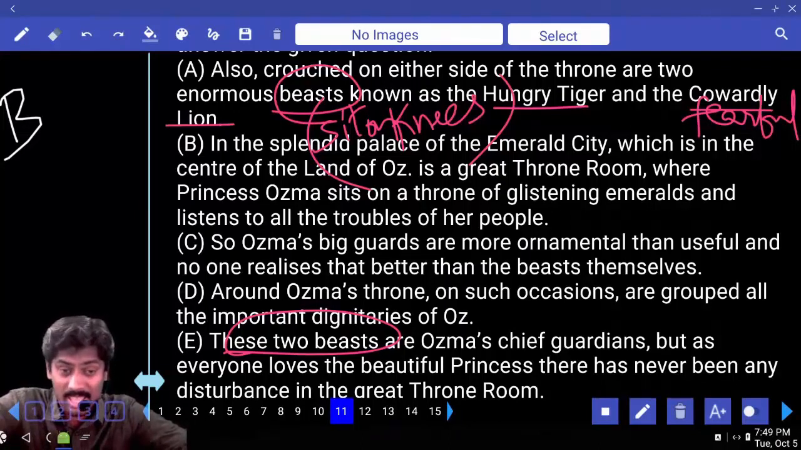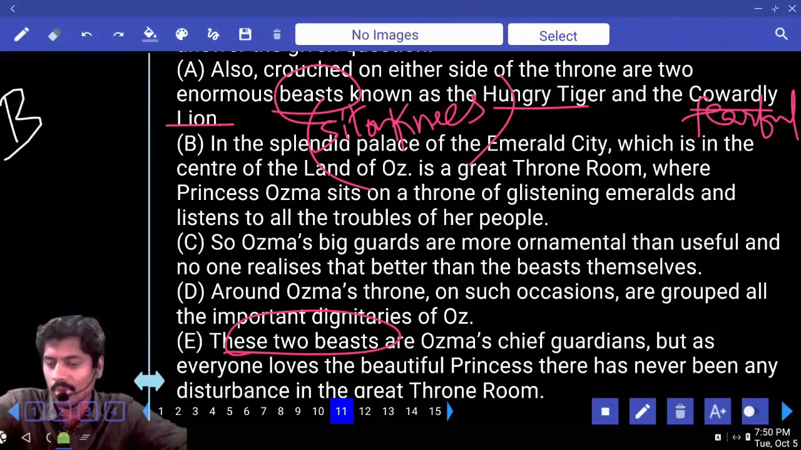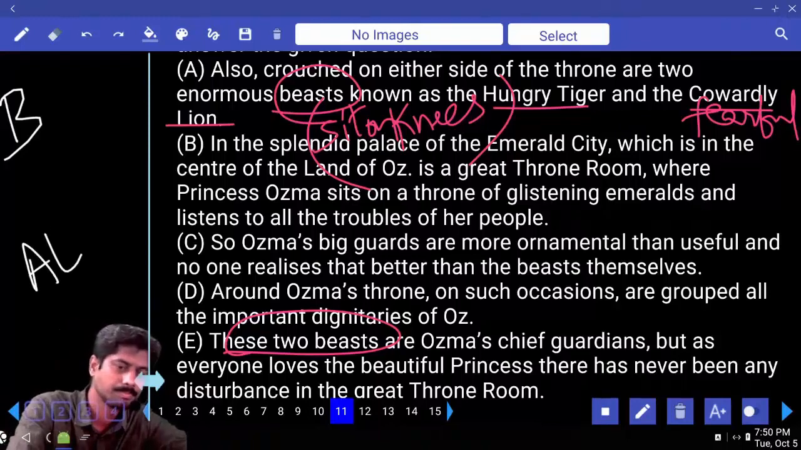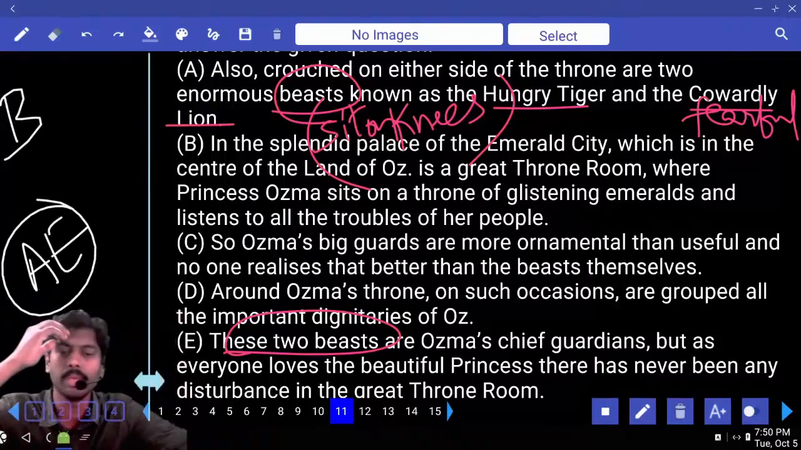And can I add E after that? These two beasts are Ozma's chief guardians. But as everyone loves the beautiful princess, there has never been any disturbance in the great throne room. So every time these two animals sit beside the princess, and there was no problem because of these beasts. So can I pair A and E? A and E can be paired.